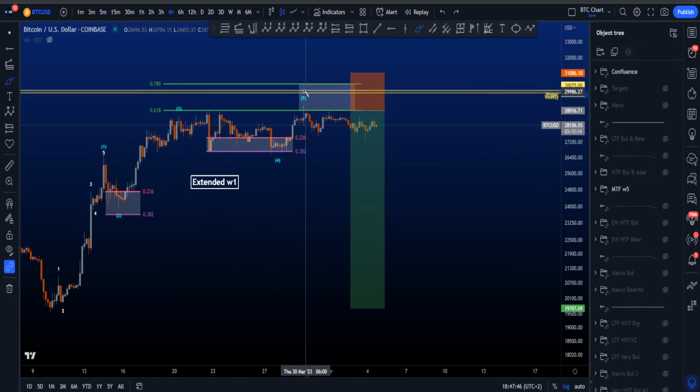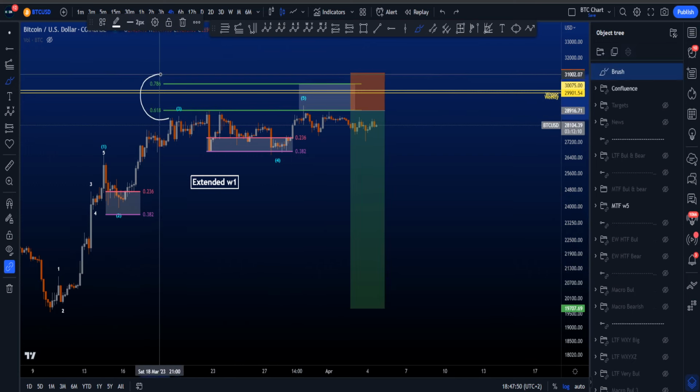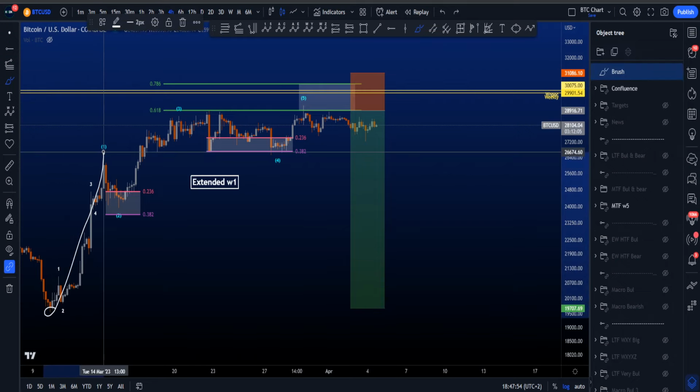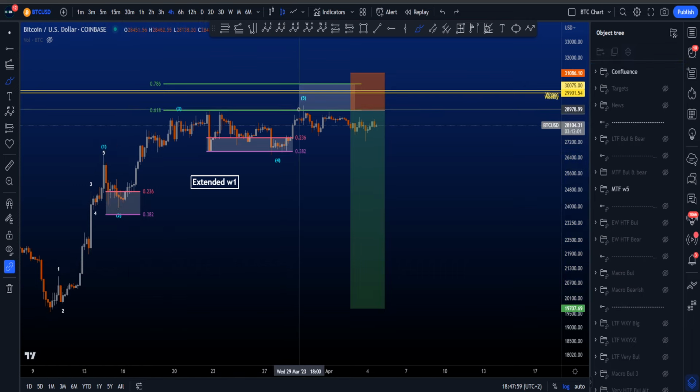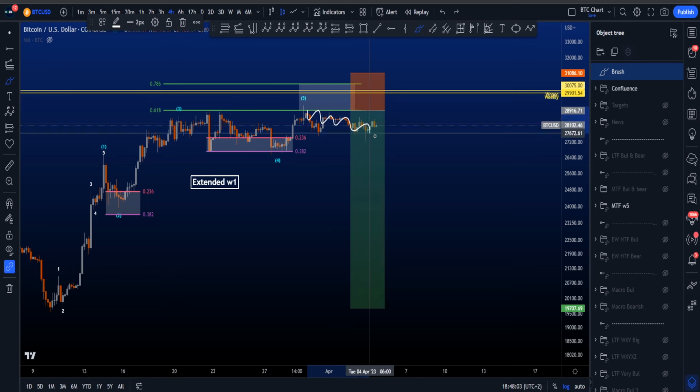And then the most common target for wave 5, if wave 1 is extended, is between the 0.618 and the 0.786, pulled from the low of wave 1 to the high of wave 1 to the low of wave 2 with the trend-based fib extension tool. As you can see, price wicked into this area over here and then started ranging for quite a long time.